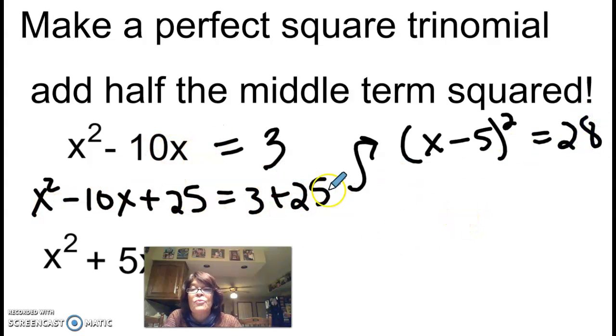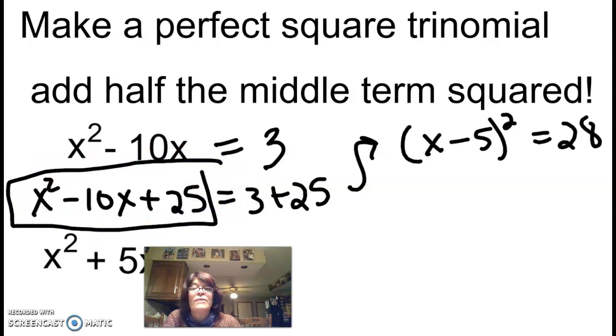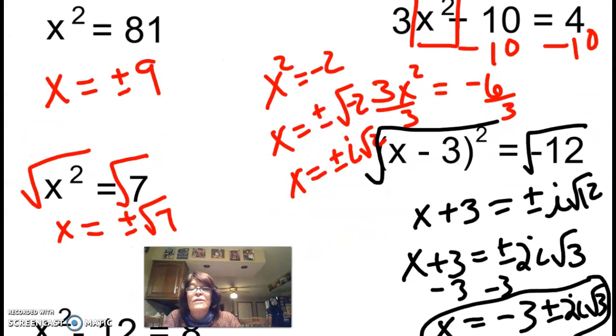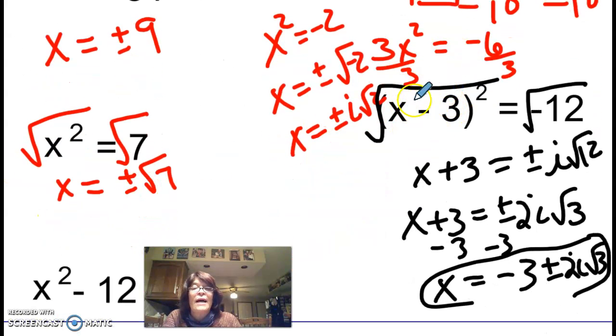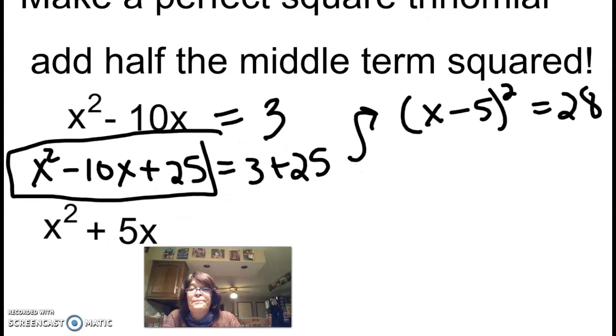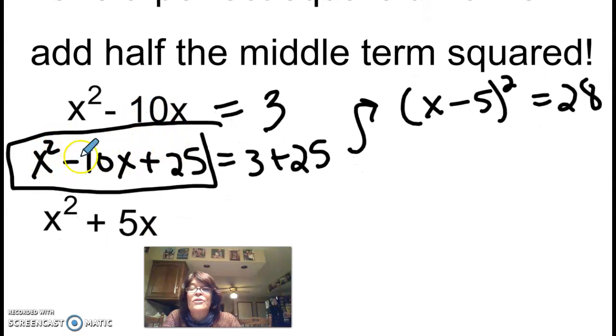Okay, so I added 25 to both sides so that I have a perfect square trinomial, so that I can solve it the way I did this one. I have something squared equals something. Okay, and once I have that, I took the x squared minus 10x plus 25 and rewrote it as x minus 5 quantity squared.